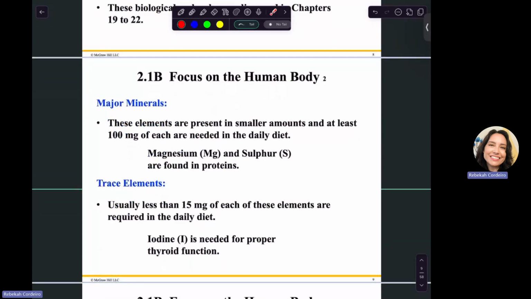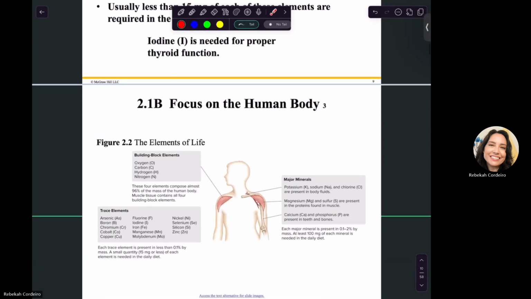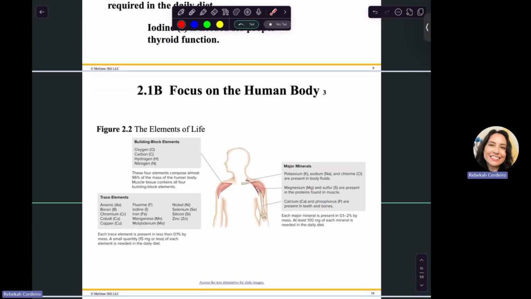We also have other elements in the human body, major minerals like magnesium and sulfur. These are found in proteins. We need these. And then we have trace elements like iodine, zinc. So you can kind of see a list here of some major minerals, trace elements, and the building block elements, and just to connect it to some real life stuff.